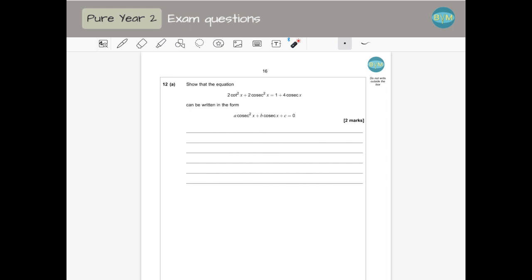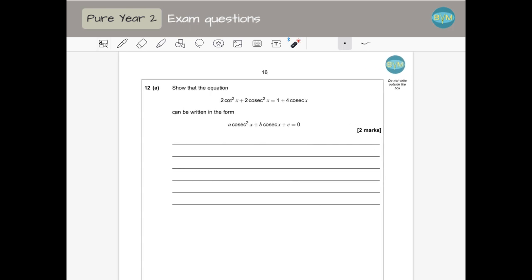Hello, this is question 12 on your AQA paper 1 from June 2019. You have to show that this equation can be written in this form. If you compare these two, this one has only cosec, where here we have cosec and we have cot. So what we are going to do is to eliminate that cot with this identity. We are going to use this one, and instead of writing cot square, we are going to write cosec square minus 1.